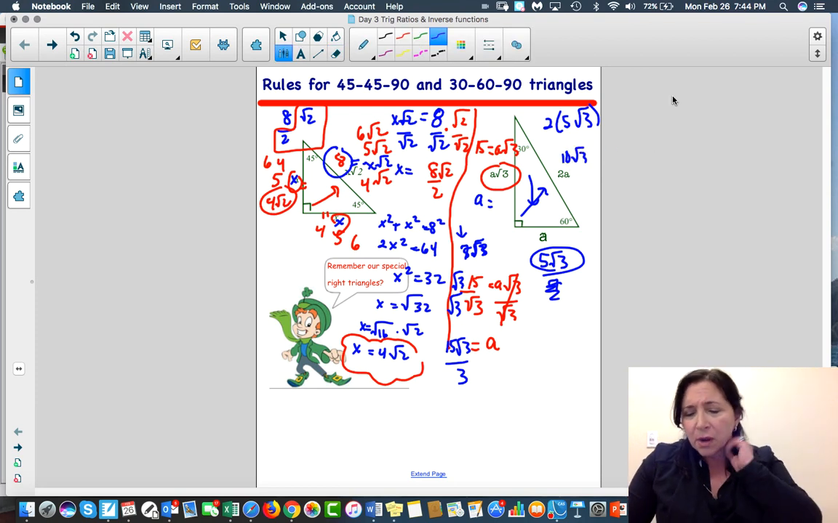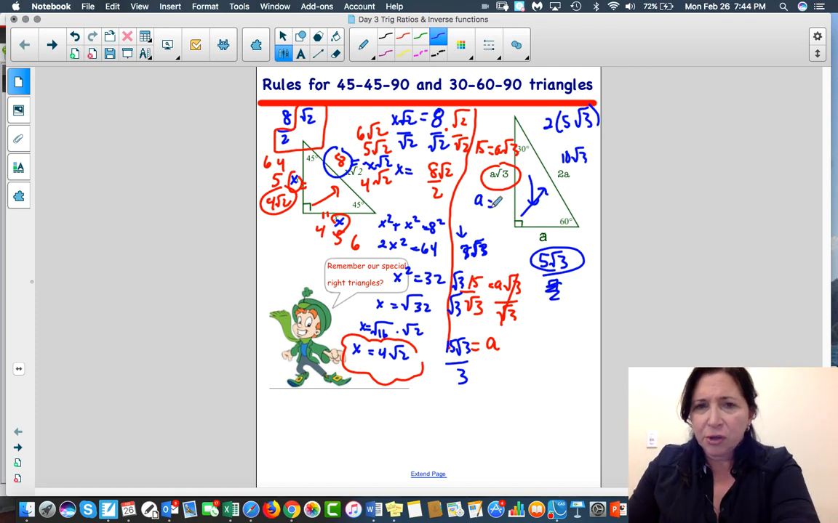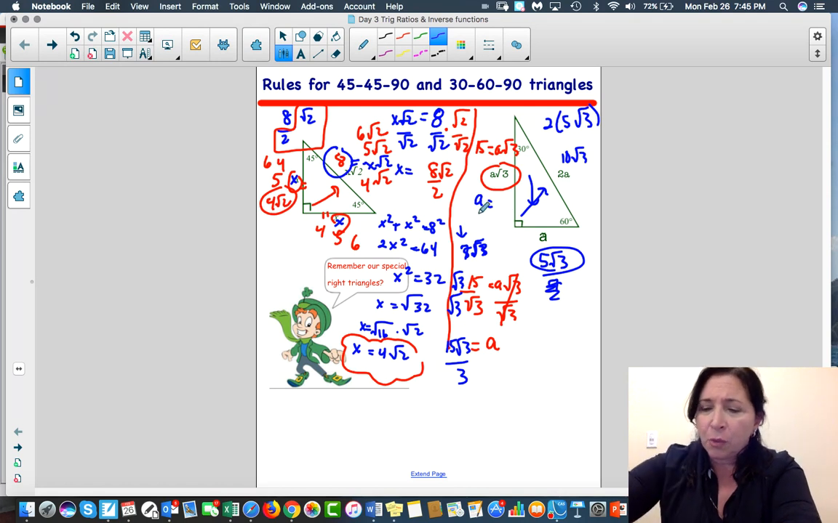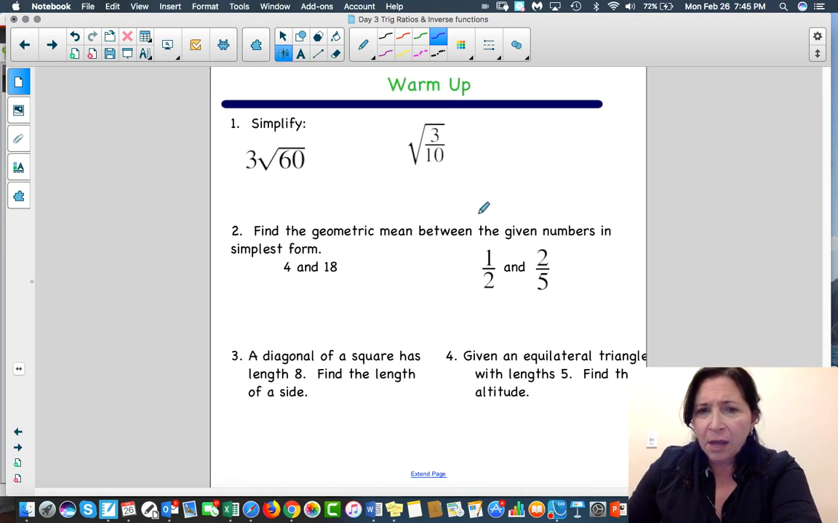Okay, so if this is a little bit tricky for you, then I would suggest you watch the previous video on special right triangles, and we go a little bit more into depth on that. A couple more warm-up problems are, and these are just simplifying some roots. We have 3 root 60.